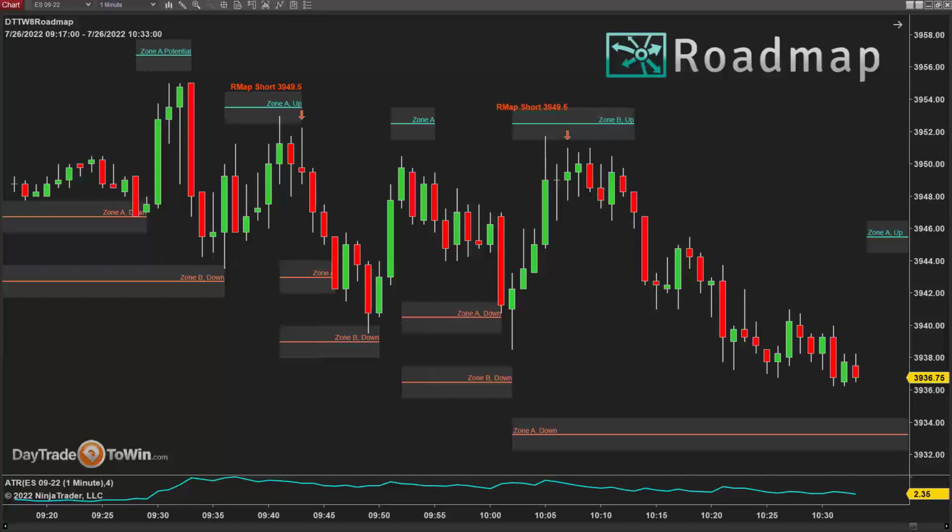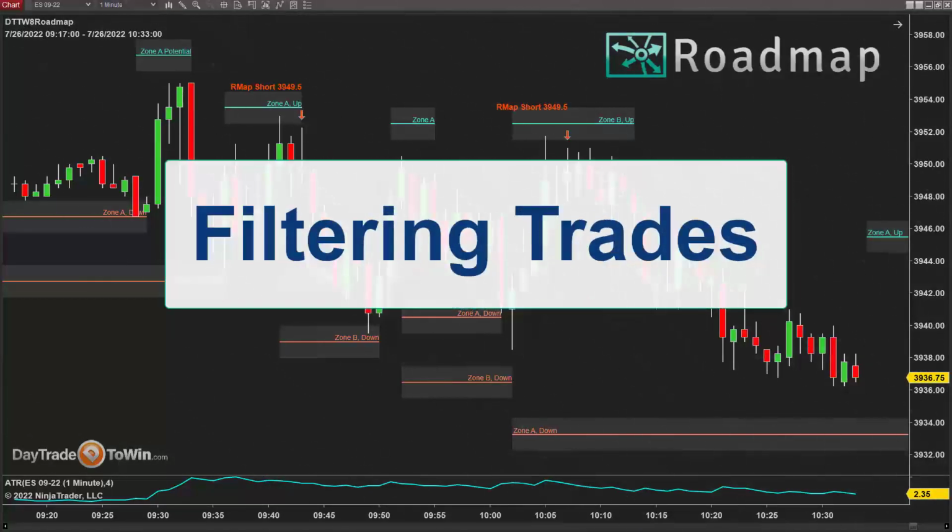And the software utilizes a few components. So I'm going to explain to you a little bit on what the roadmap does, how you can use it, and how it could be an advantage when we're looking at the markets. The first thing we use this software for is for filtering trades.